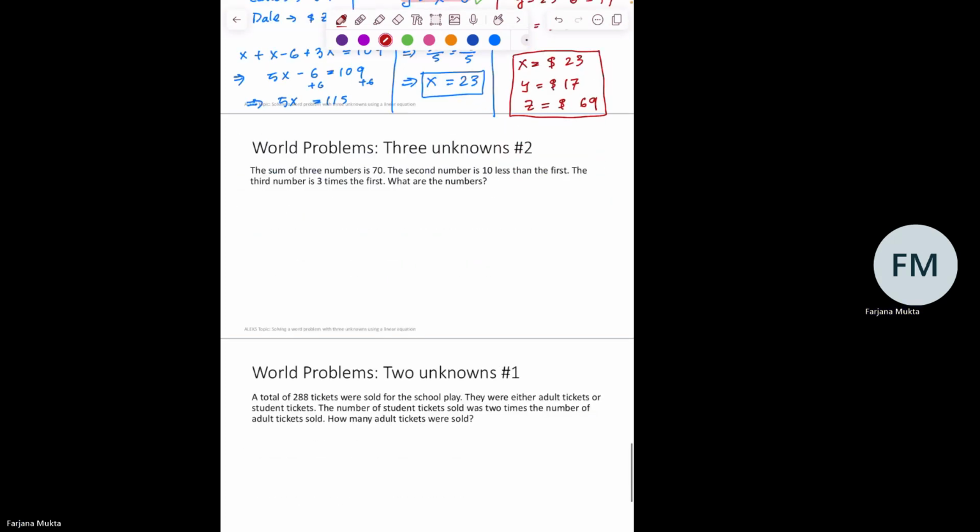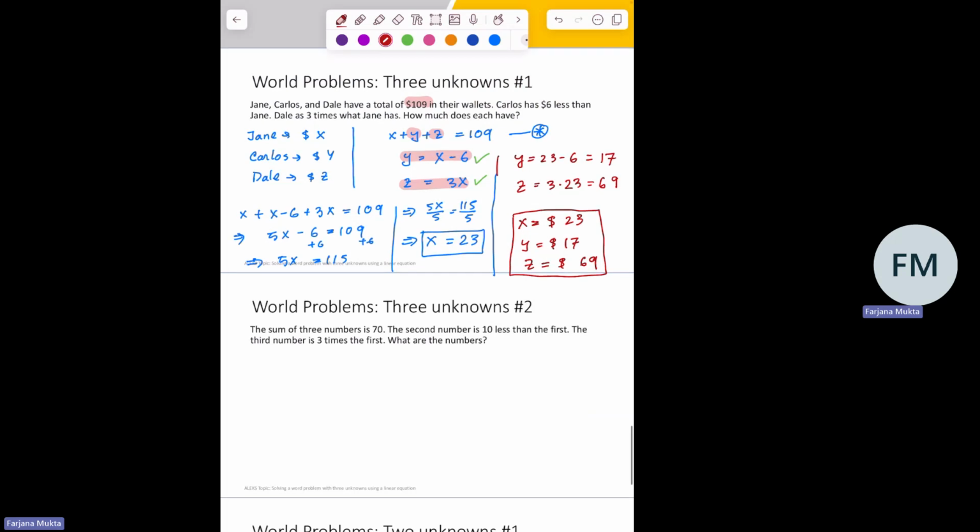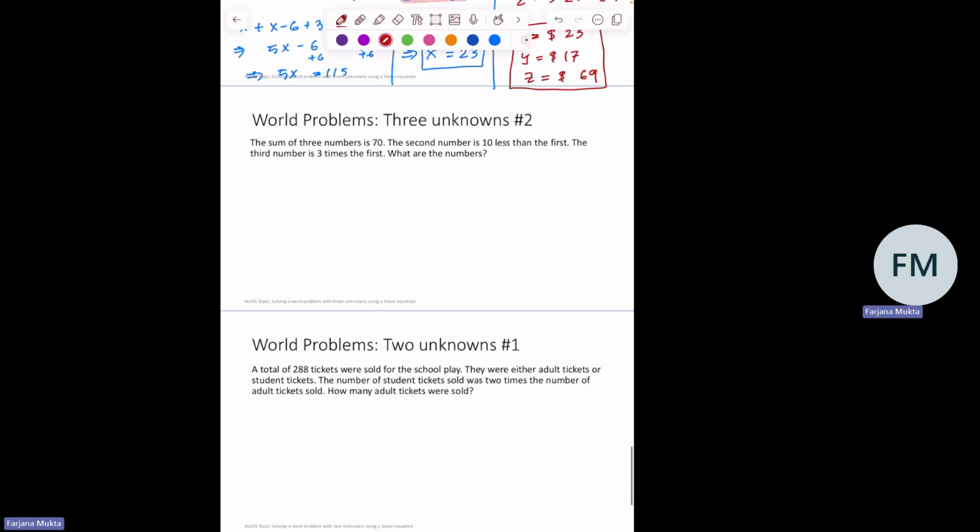All right. Okay. The next one. All follow the same steps: assign some variables, interpret them in a mathematical equation, and solve them. So it says we have three numbers and the sum of them is 70.